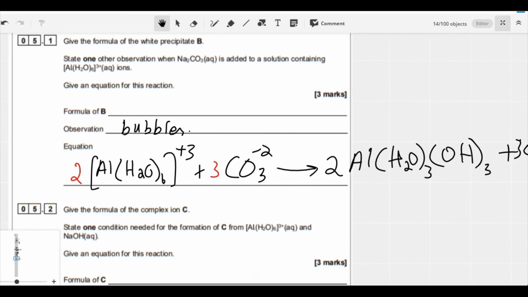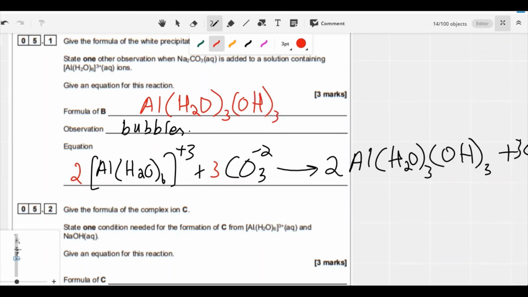So what is the formula? The formula is Al, H2O thrice, OH thrice. Okay.